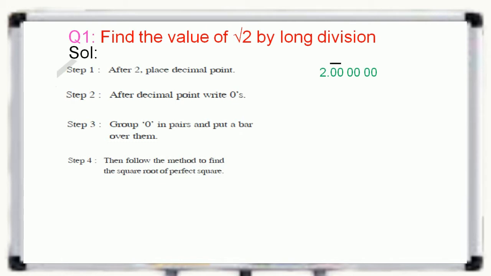So here 2 is the dividend. We have to pair zeros and put a bar over them. So here is the first rule. The first rule is that divisor and quotient must be the same. So here divisor 1 and quotient 1. 1 into 1, 1. That is less than the dividend. If we take 2 as divisor and 2 as quotient, 2 into 2 is equal to 4. It is greater than the dividend. We have to take only 1 as divisor and 1 as quotient.